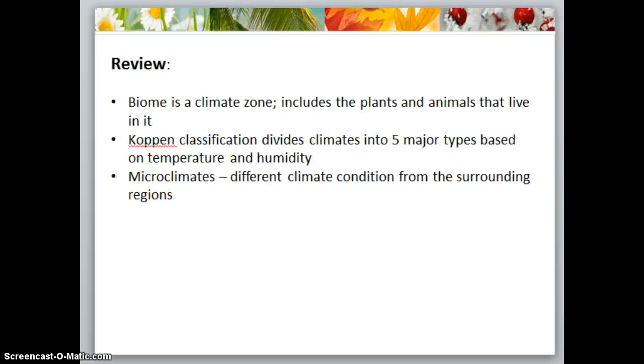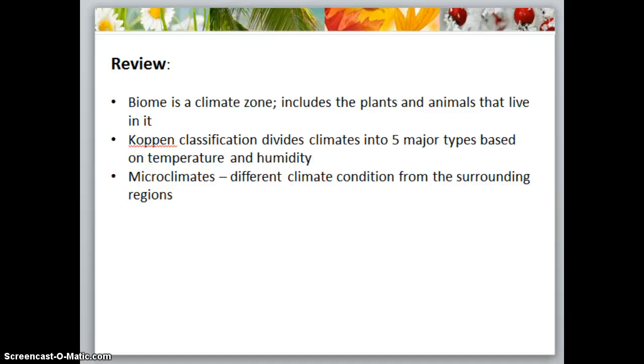So, as a review, a biome is a climate zone. And when we talk about biomes, biomes include plants and animals. Climate zones only look at temperature and humidity, or the average temperature and the average amount of precipitation. Biomes take into consideration the three parts: plants, animals, and climates.